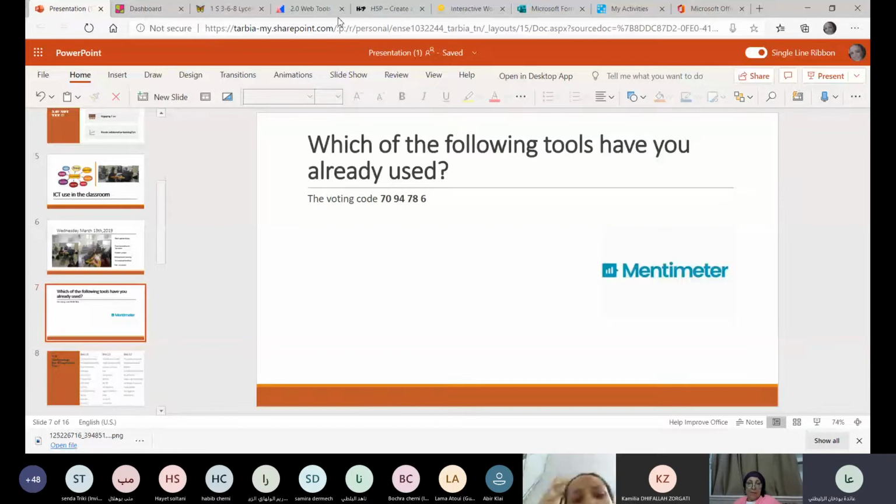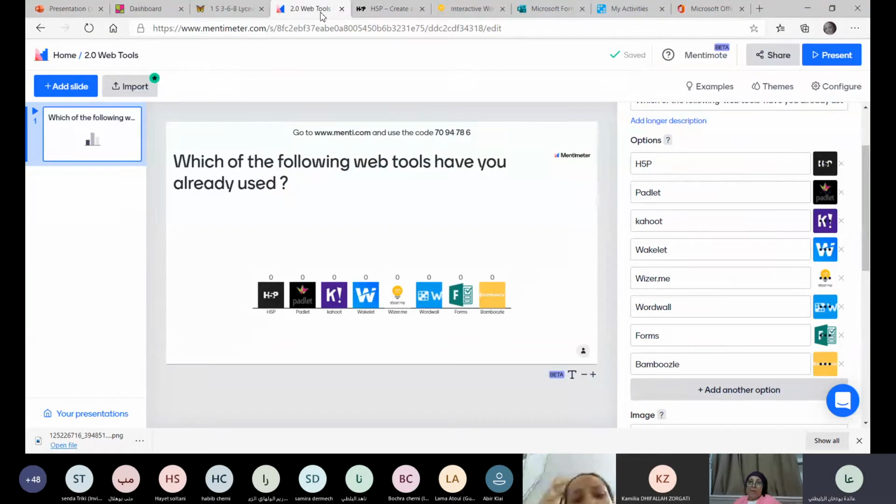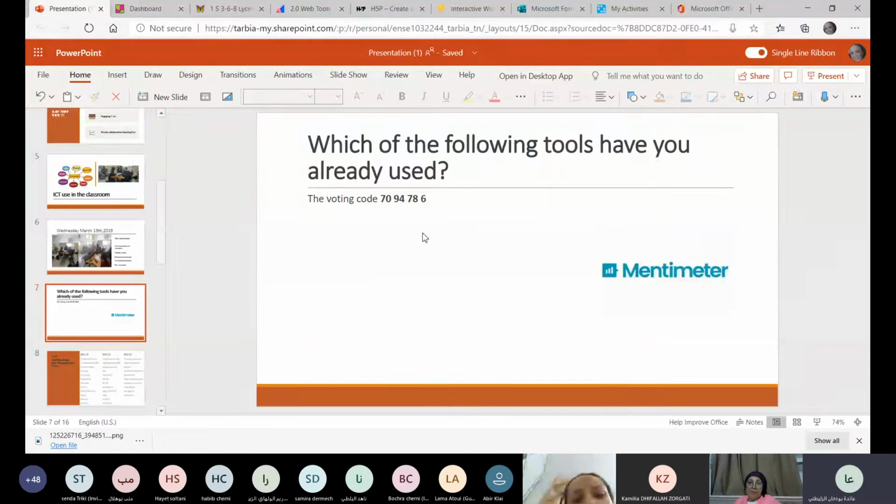If you go to mentimeter.com, you just insert the code, and there you will be able to vote. Or actually, it's not voting, it is about which of the following tools have you already used. I have given you some tools. Some of them were mentioned by my colleagues in other webinars, and others we did not talk about. I'm going to talk about them today.